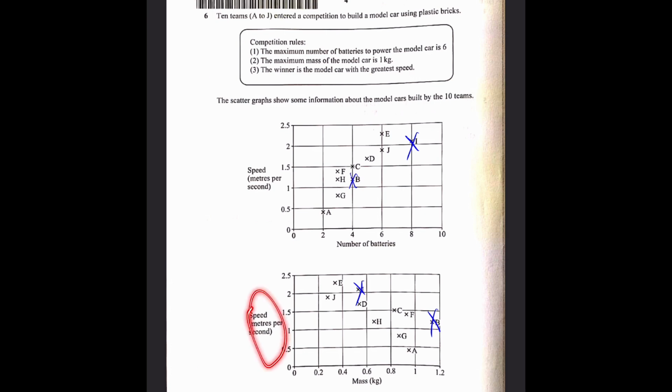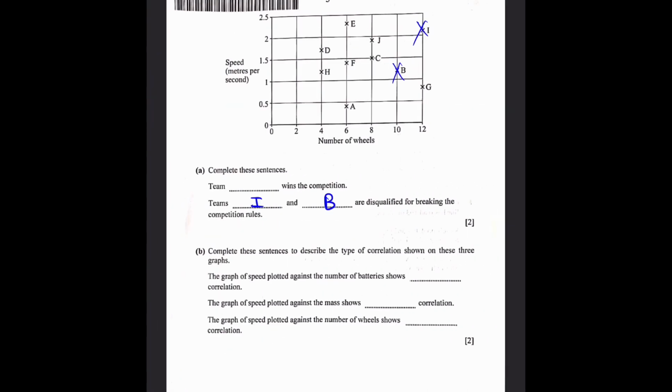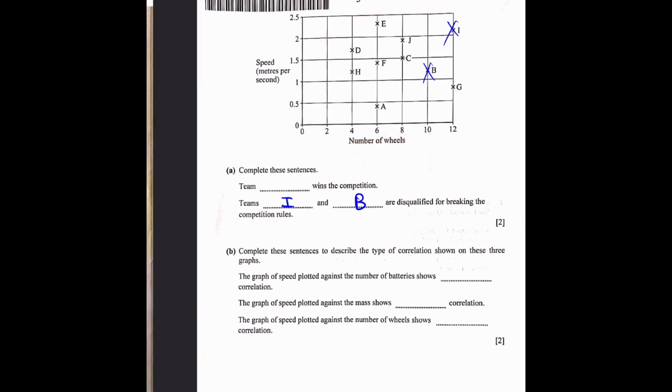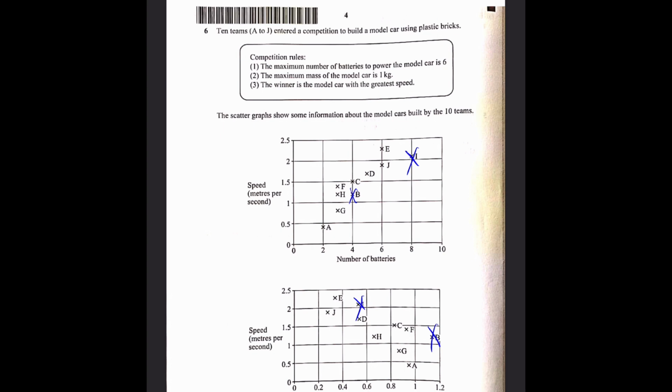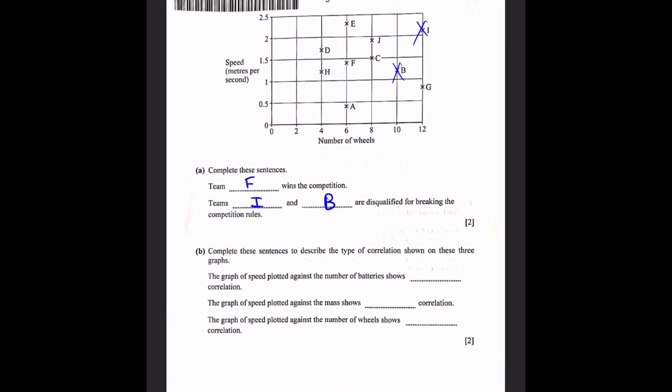Now let's see the speed in meters per second compared with the mass. E is highest in meters per second. The amount of mass is about 0.35 kilograms, and that is obviously less than 1 kilogram. Therefore, we can say that E is the winner of this competition. The third graph does not need to be examined because it takes the number of wheels. There's no condition for the number of wheels, as I have said. So Team E wins the competition.